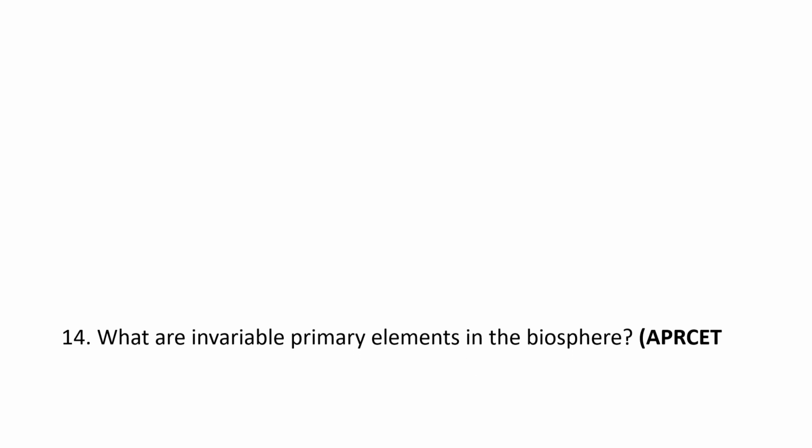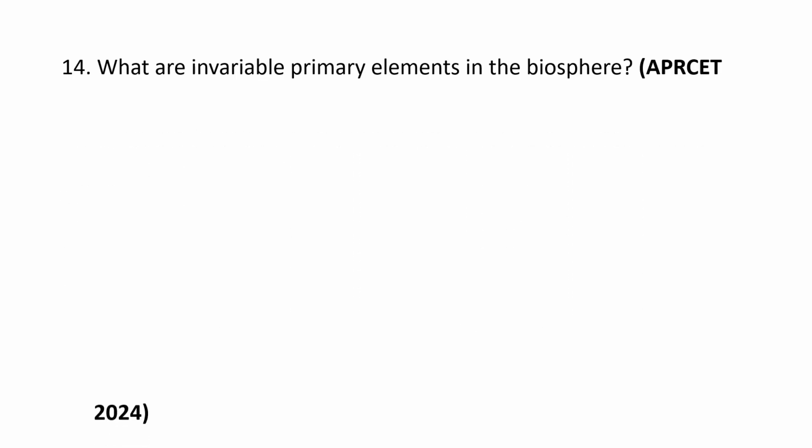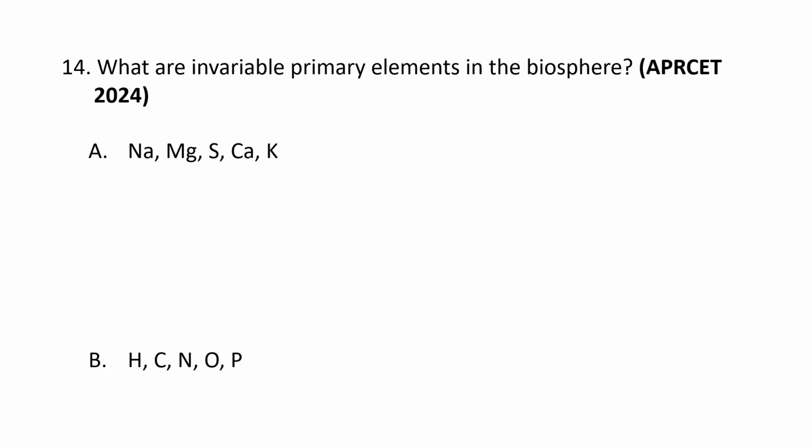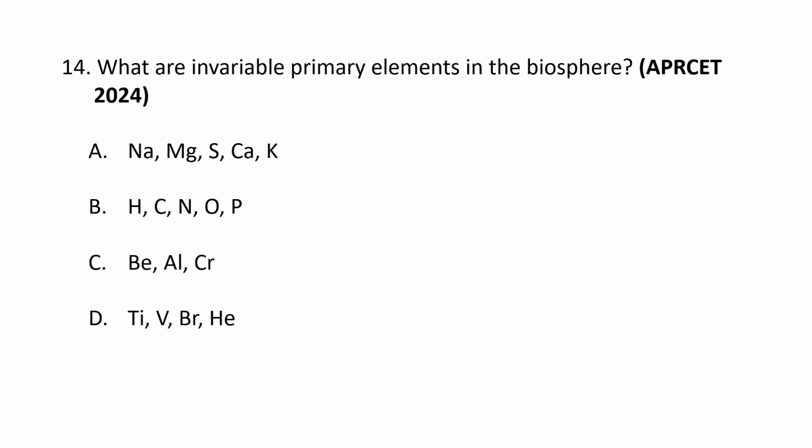Next question. What are invariable primary elements in the biosphere? A. Sodium, magnesium, sulfur, calcium, and potassium. B. Hydrogen, carbon, nitrogen, oxygen, and phosphorus. C. Beryllium, aluminium, and chromium. D. Titanium, vanadium, bromium, helium. So the correct option goes as B. Hydrogen, carbon, nitrogen, oxygen, and phosphorus. These are the invariable primary elements in the biosphere.